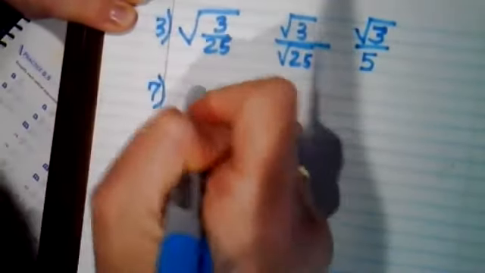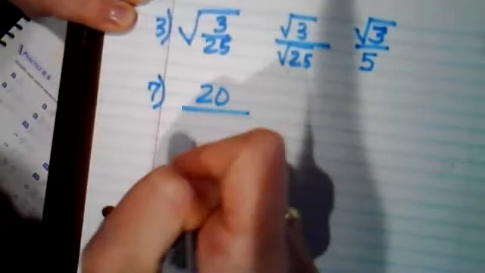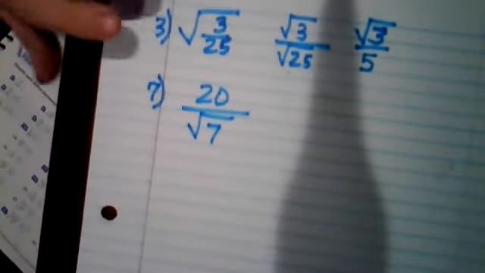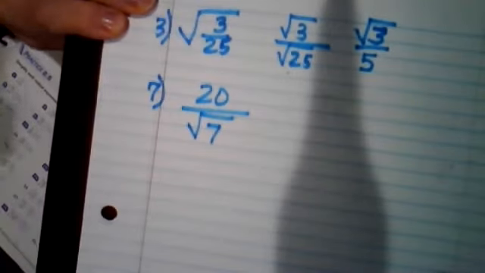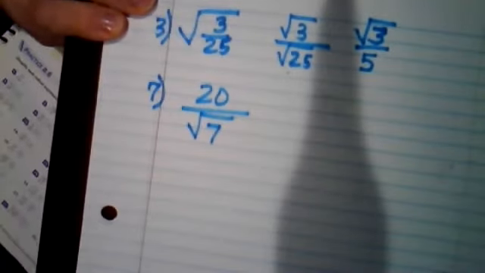Number 7, we have 20 over the radical of 7. We don't like to have the radical on the bottom. Hopefully you've watched the videos. I can't remember if they were con videos or not, but yes, they were. So you're watching a con video, there's only one this week, and it shows you how to do this.